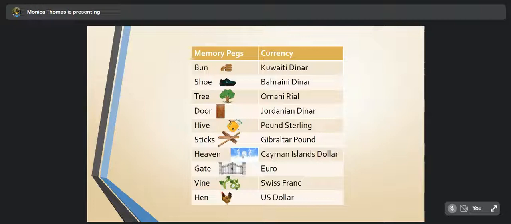So hive, hive is what? Beehive. So I have a beehive. Now these bees are very funny. All the bees are coming out and they're jumping into a pond. Have you seen pond? Visualize. The bees, they are jumping into the pond. And as they're jumping into the pond, the water is splashing. But instead of water, what is coming out? Stars are coming out. Stars. Pound sterling. Okay? I made a very funny story.